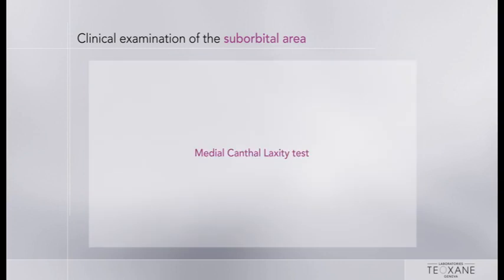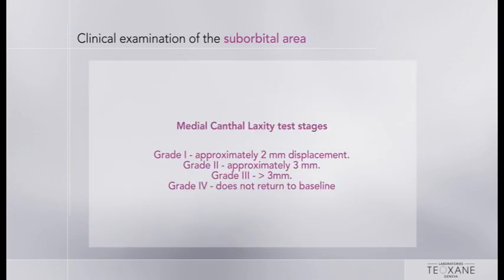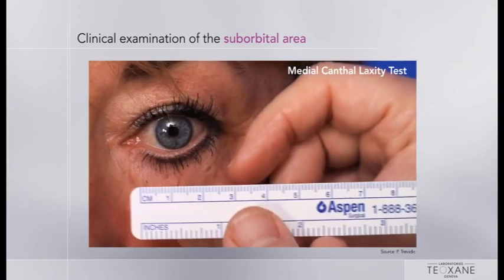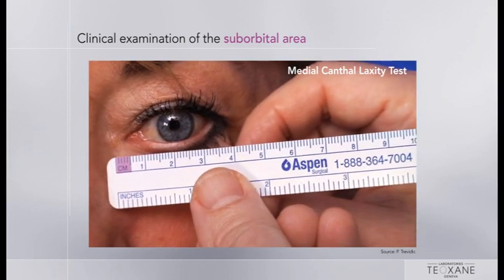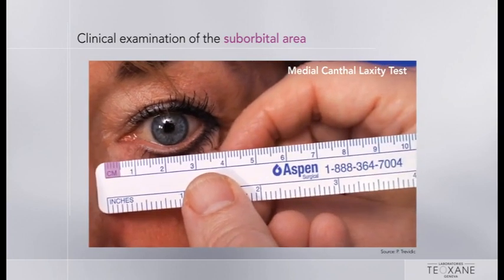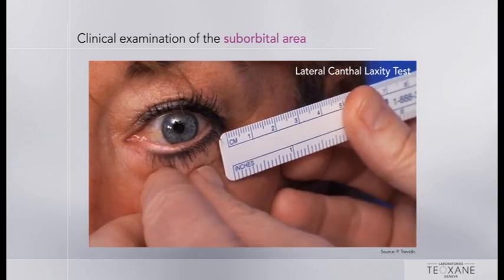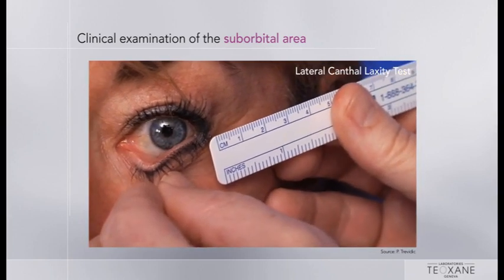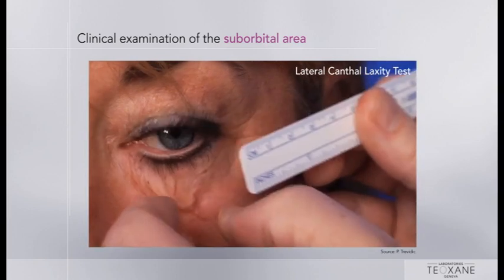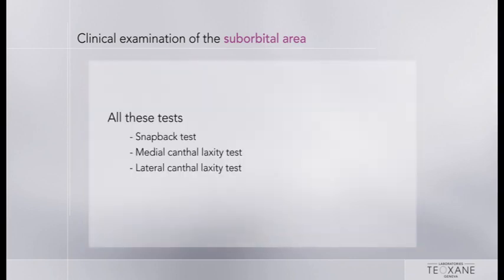The medial canthal laxity test also enables, by the calculation of the displacement of the medial canthal point, to visualize the skin laxity. The lateral canthal laxity test is equivalent to the previous test, but is located at the lateral canthus. In total, all these tests enable to assess the potential laxity of the lower eyelid.